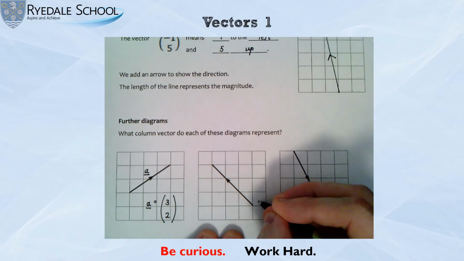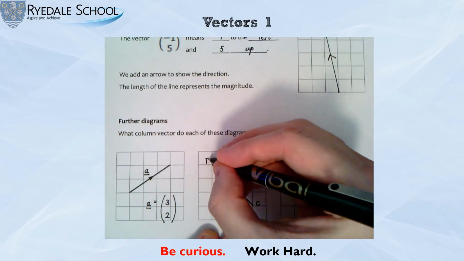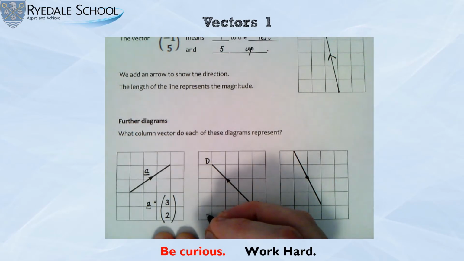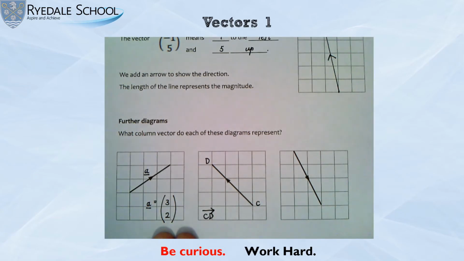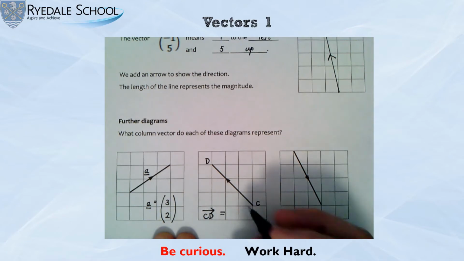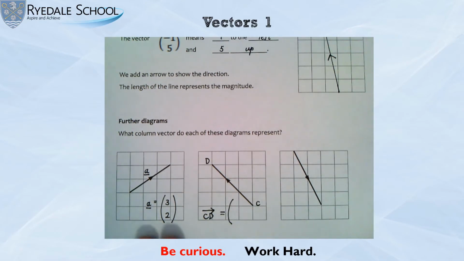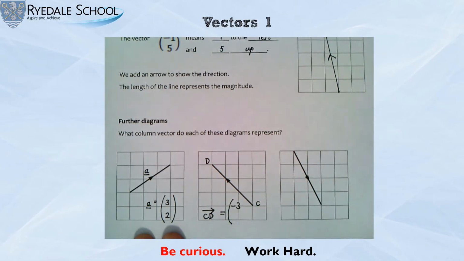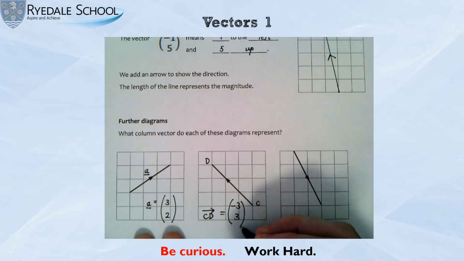Let me show you a notation that you saw in the starter. Suppose I give my vector a name using 2 letters, a little bit like a line segment. This vector goes from C to D, so I can write C to D with an arrow along it. And if we count this vector, it's 3 to the left, so that is negative 3, and 3 up, so that is positive 3.